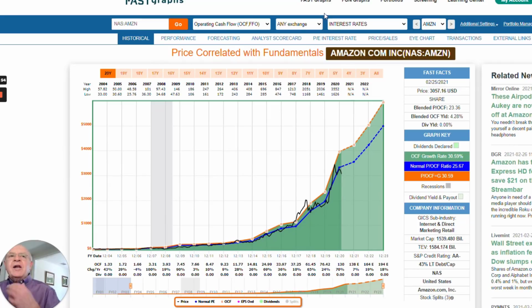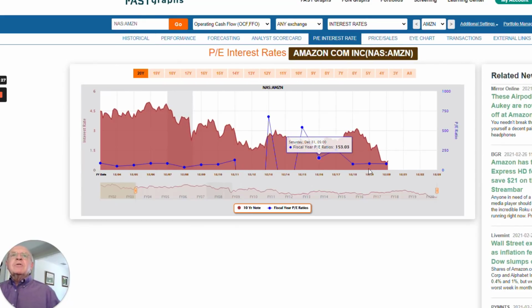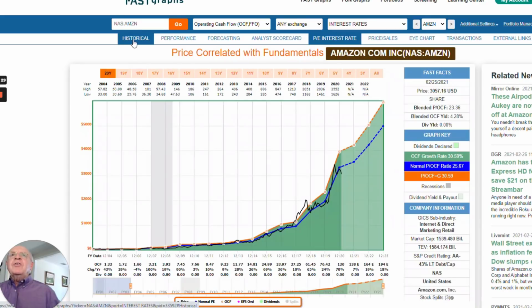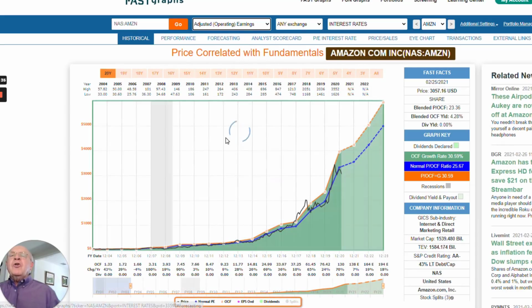Now, I also point out in what I wrote here that the cash flows the company generates, you can measure by earnings, you can measure by revenues or sales, you can also measure by operating cash flow. In Amazon's case, it's all about operating cash flow. Here we have a 30.59% operating cash flow growth rate. We also see the price track that almost perfectly. Now, my price to sales graph only looks at earnings on this stock. So when I look at PE to interest rates on Amazon, I'm looking at it relative to the company's earnings. And the reality is, because this company does so much reinvesting, their earnings have been all over the place.